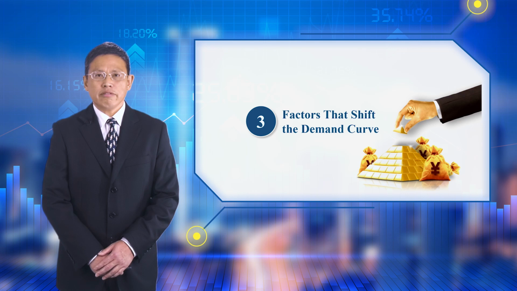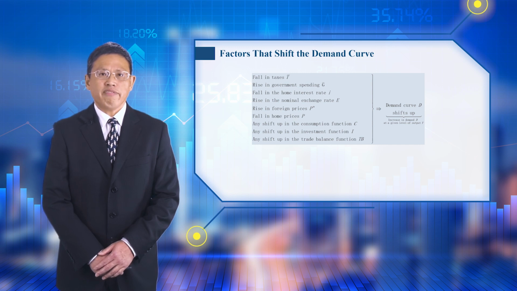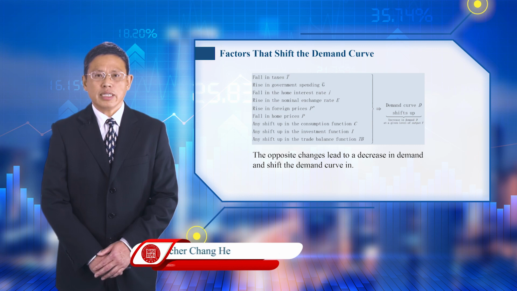3. Factors that shift the demand curve: a fall in taxes; a rise in government spending; a rise in the nominal exchange rate; a rise in foreign prices or a fall in home prices; any shift up in the consumption function C, the investment function I, or the trade balance function TB. The demand curve D shifts up, an increase in demand D at a given level of output Y. The opposite changes lead to a decrease in demand and shift the demand curve in.